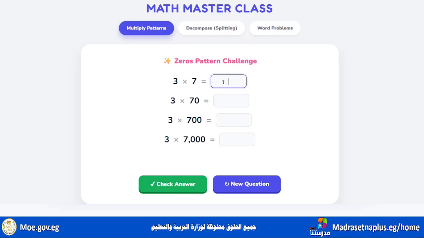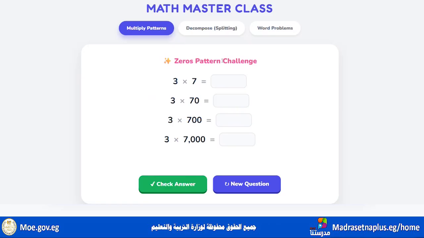A new one. 3 times 7, yes, 21. 3 times 70, 21 tens or 210. 3 times 700 will be 2100. 3 times 7,000 will be 21,000. Check. Yeah, excellent. Great job. Another one. 3 times 7 equals 21.